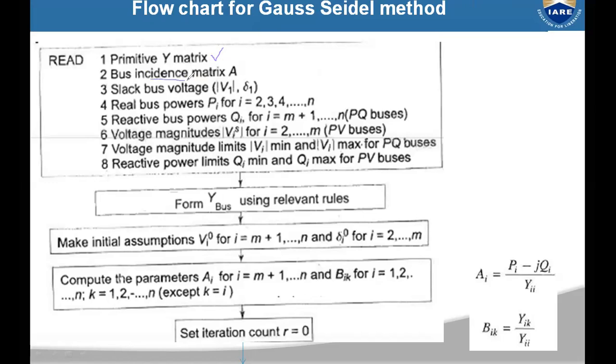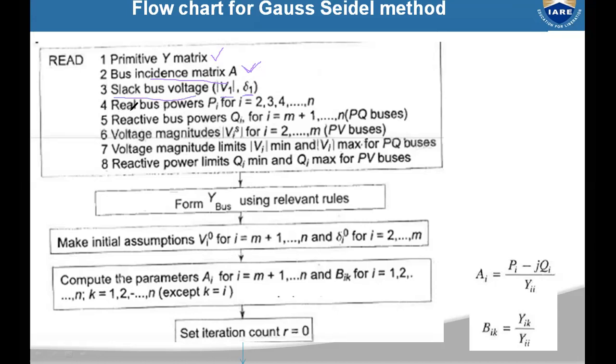So now you should have the bus incidence matrix. This bus incidence matrix will give you the information about how these transmission lines are connected. That means a particular transmission line is connected between which bus and which bus. That information will be known from this incidence matrix. Okay. Then the given data is, at the slack bus, the magnitude of voltage and delta angle. These two are given. Okay, you have to read those values.